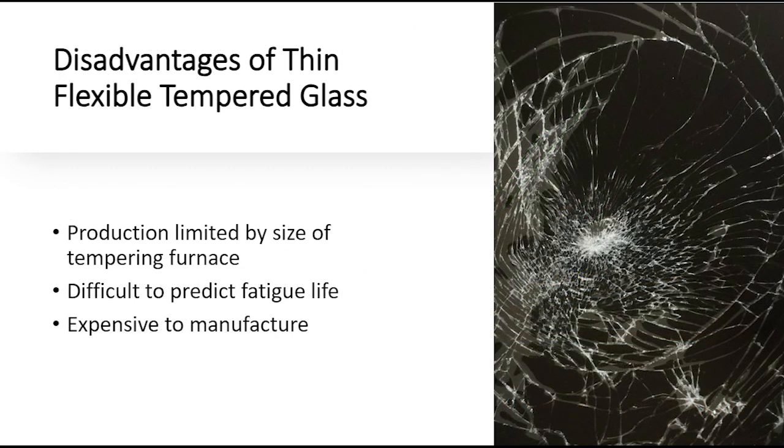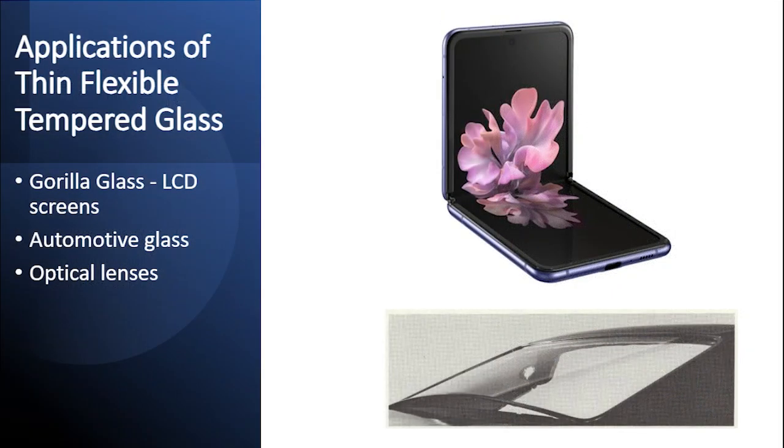Unfortunately, the production of thin tempered glass is mainly limited by the size of the salt bath furnace. Glass sheets or individual parts must be processed in batches, reducing the efficiency of manufacture. The increased time between batches and requirement for specialized furnaces make thin tempered glass a more costly solution. Additionally, the fatigue life data for thin tempered glass is difficult to predict because little data has been gathered on its performance. The applications for thin flexible tempered glass are commonly seen in the screens of consumer electronics.